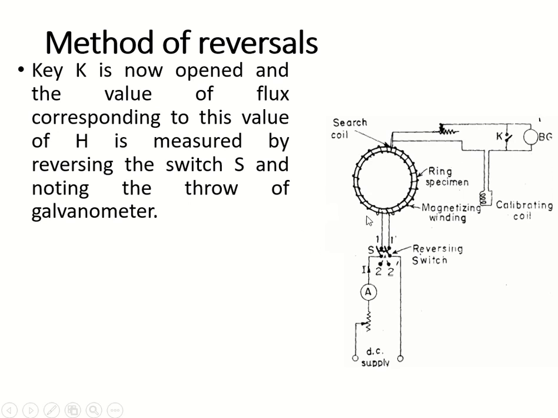So once you attain the cyclic magnetic state, there will be a change in flux linkage, and that is the purpose of the ballistic galvanometer. It is used for measuring the amount of charge passing through the circuit. From the charge, we have already studied how we are going to find the flux.